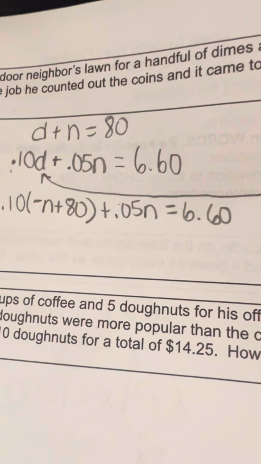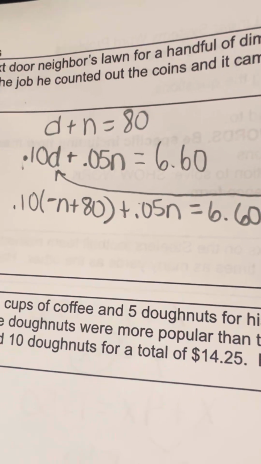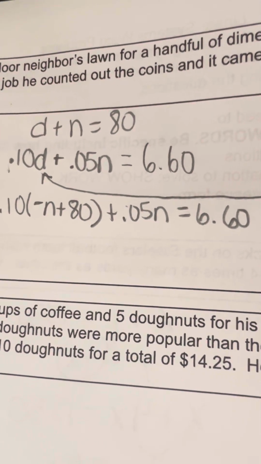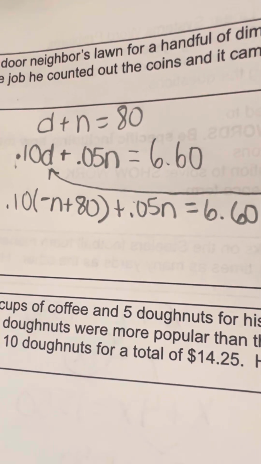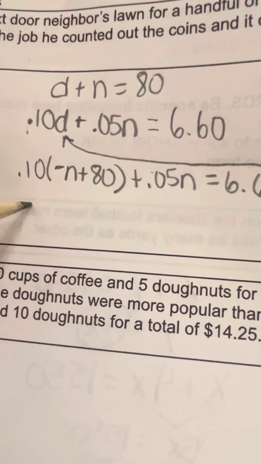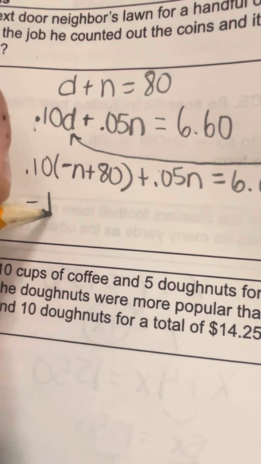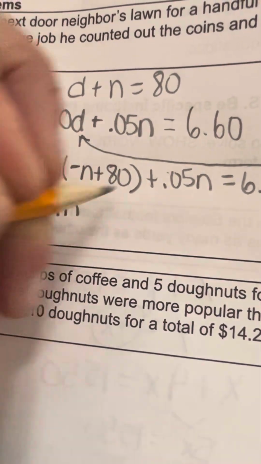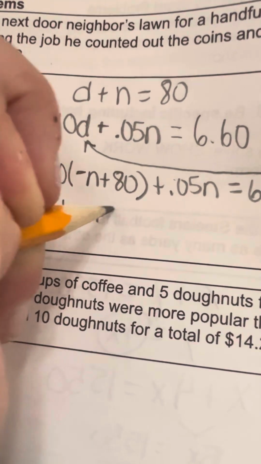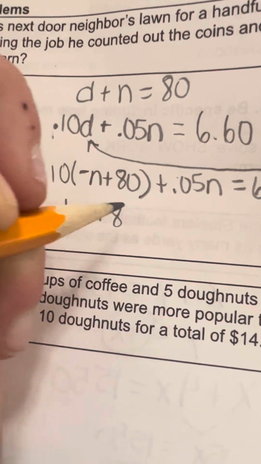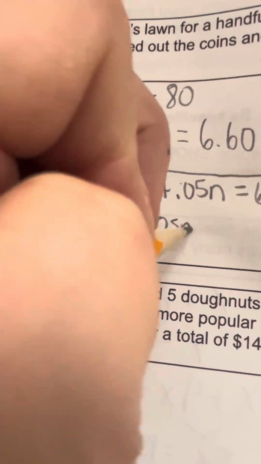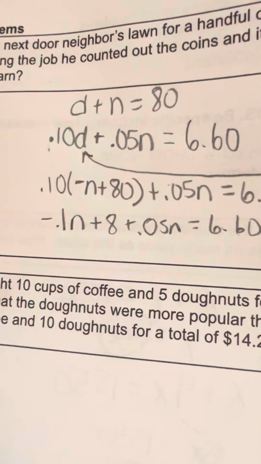So again, this is just a rough way to do this. This is not the only way to do it. So don't panic if you don't do it the same way. It's fine. When you do this, 0.10 times negative N is going to give you negative 0.1N, and then we're going to multiply it times this, and we will get plus 8, and then we have the rest of this equation: 5 cents times N is equal to $6.60.